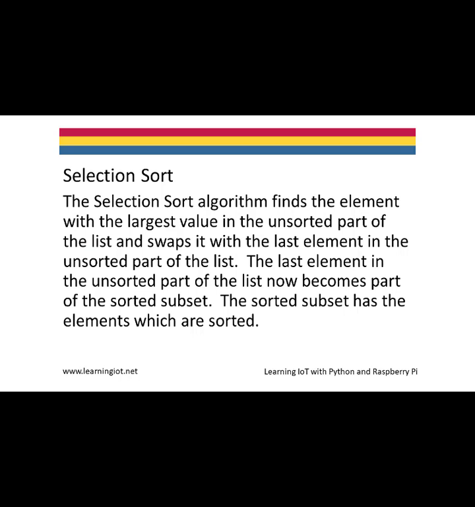Let's next look at the selection sort. The selection sort algorithm finds the element with the largest value in the unsorted part of the list and swaps it with the last element in the unsorted part of the list. The last element in the unsorted part of the list now becomes part of the sorted subset. The sorted subset has the elements which are sorted in ascending order.